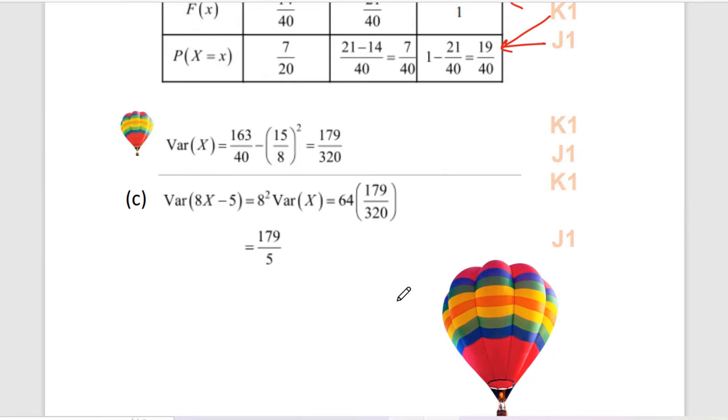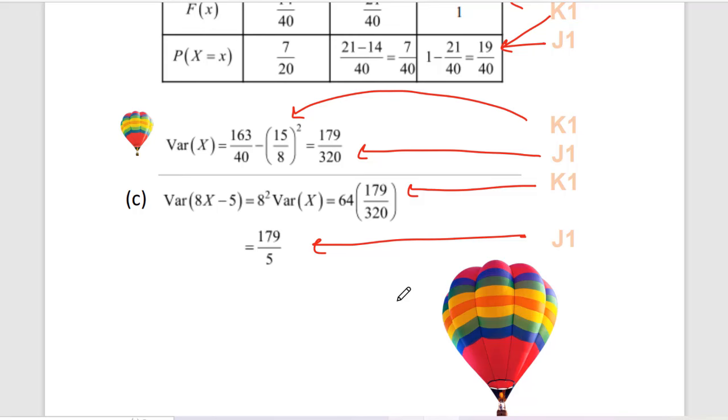So, look at the solution. Okay, so this one, masukkan dalam formula. So, ini awak akan dapat K1. Okay, jawapan dia awak dapat 179/320. Ini dapat J1. Okay, and then kita nak cari variance AX minus 5 ni, kita boleh guna properties. So, daripada properties, kita boleh dapat X square variance X. So, just ganti masuk. So, awak akan dapat 179/5 untuk variance AX minus 5. So, ini boleh dapat J1. Okay, so itu untuk question number 5.